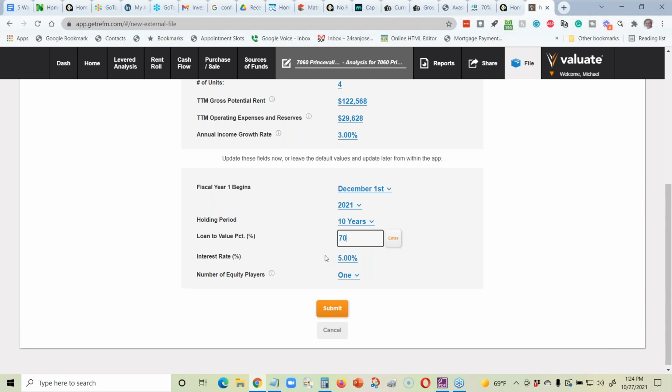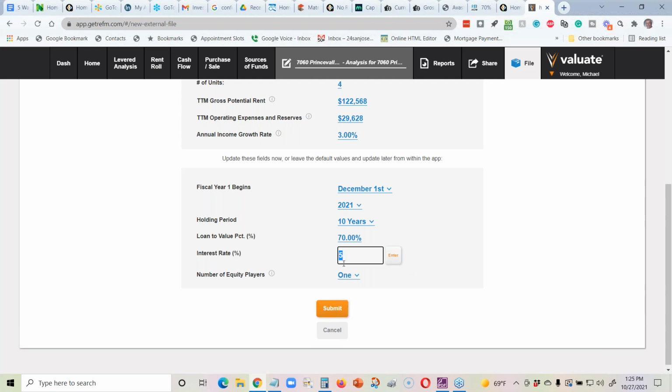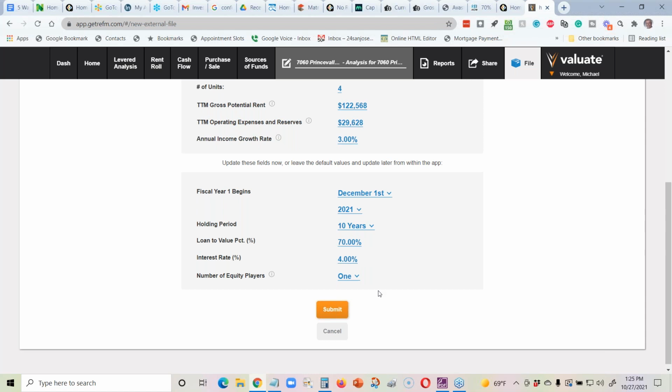70% is actually a typical one, but you're going to see that making changes to that will affect our cash flow. And again, it depends on the property.